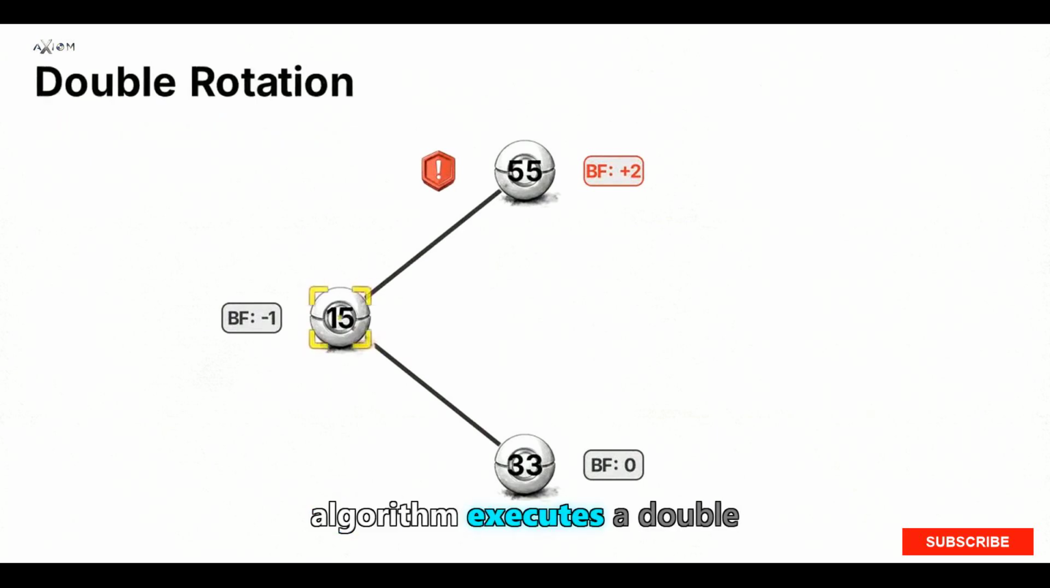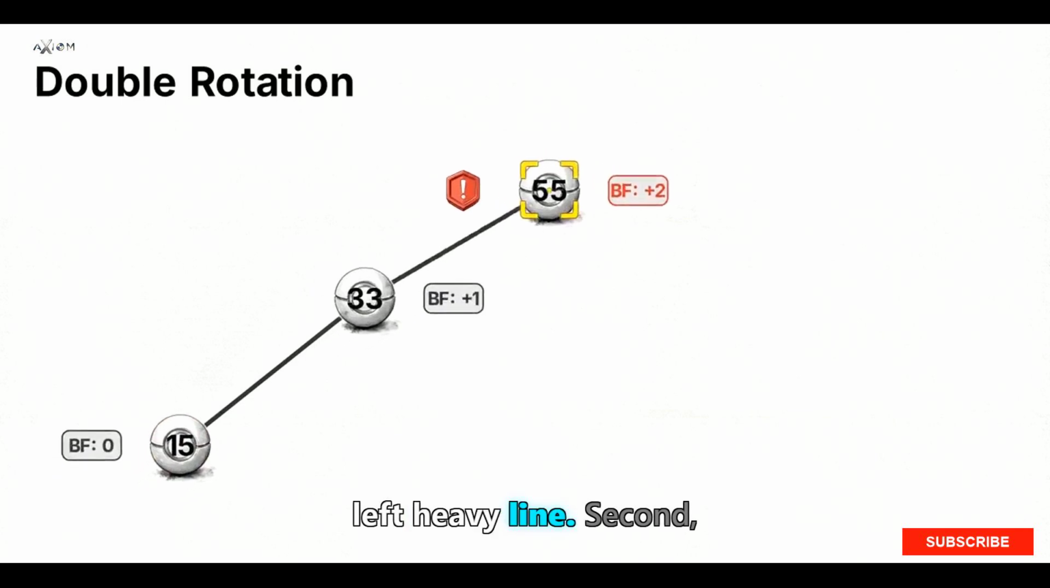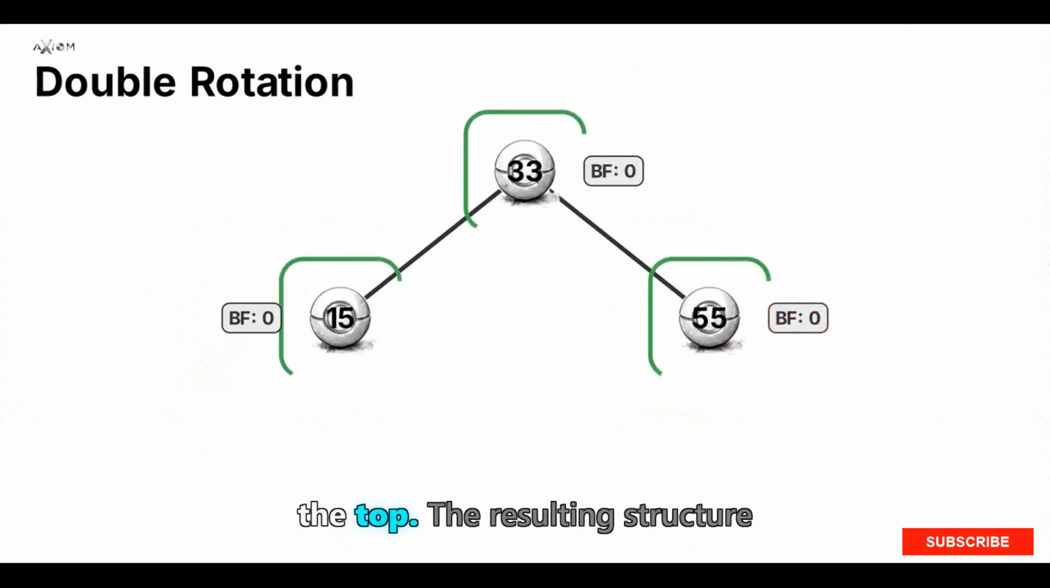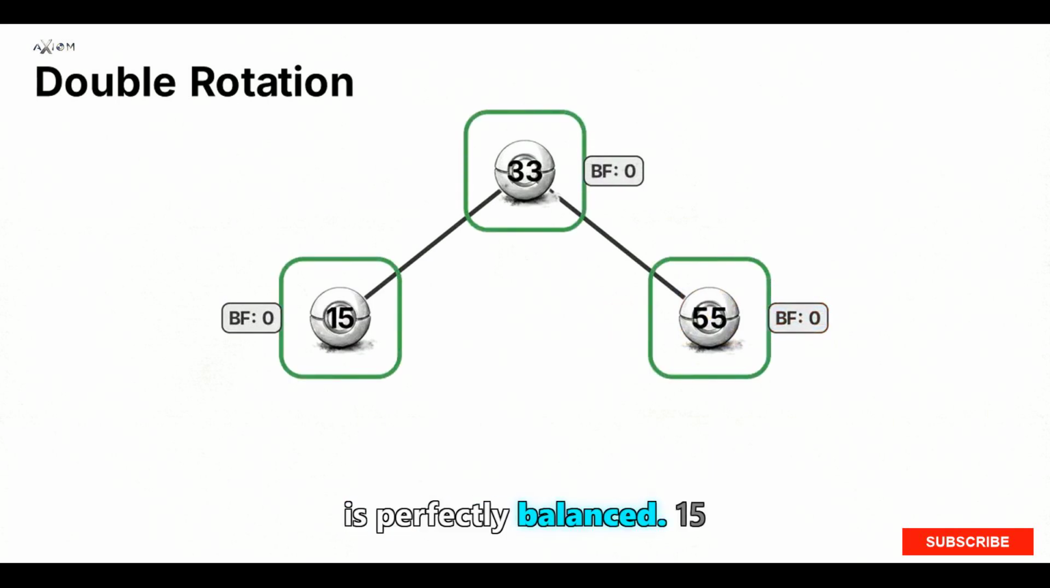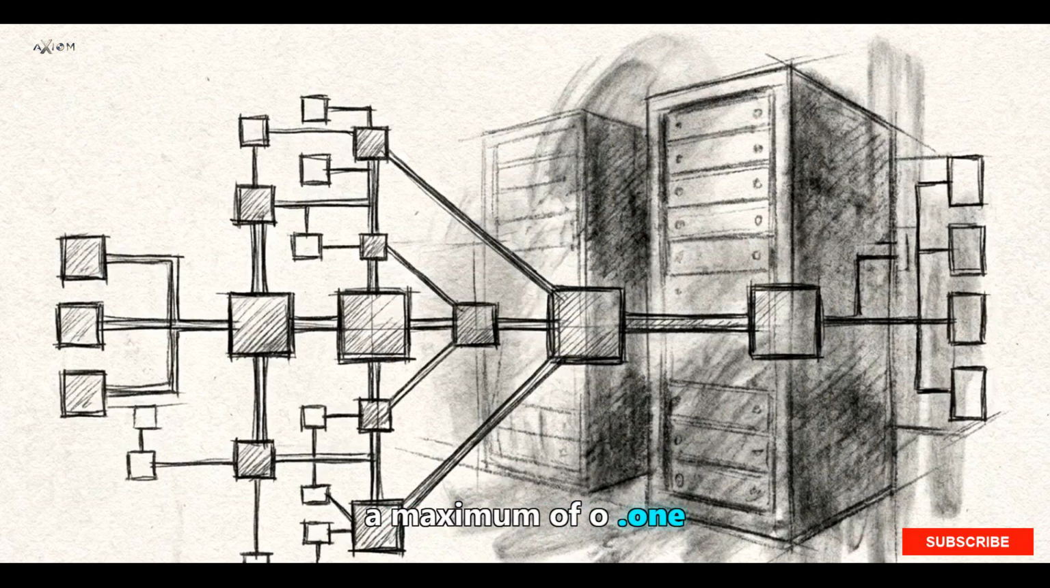The algorithm executes a double rotation. First, it applies a left rotation to the child nodes 15 and 33, straightening the zigzag into a pure left-heavy line. Second, it applies a right rotation on the root 55, promoting the middle value 33 to the top. The resulting structure is perfectly balanced. 15 and 55 now sit as the valid children of 33. Double rotations demonstrate the algorithm's robustness. Regardless of the insertion pattern, a maximum of two pointer shifts will restore global equilibrium.